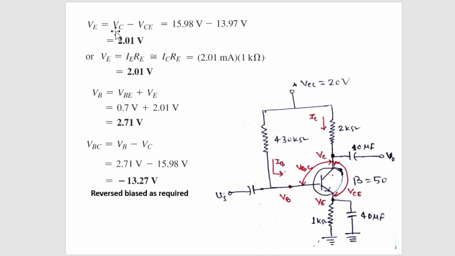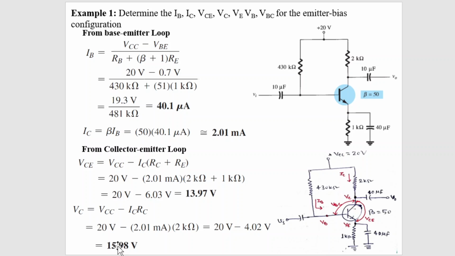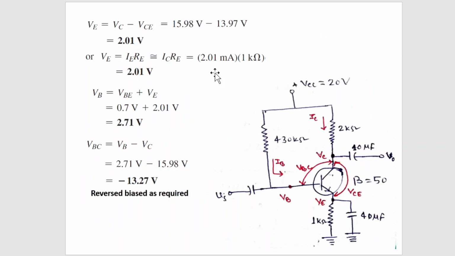So VC is known. How is it known? That is 15.98 volt. 15.98 volt minus VCE, that we have calculated, that is 13.97 volt. So VE is equal to 2.01 volt, means the voltage at the emitter terminal is 2.01 volt. Okay, this is one method.